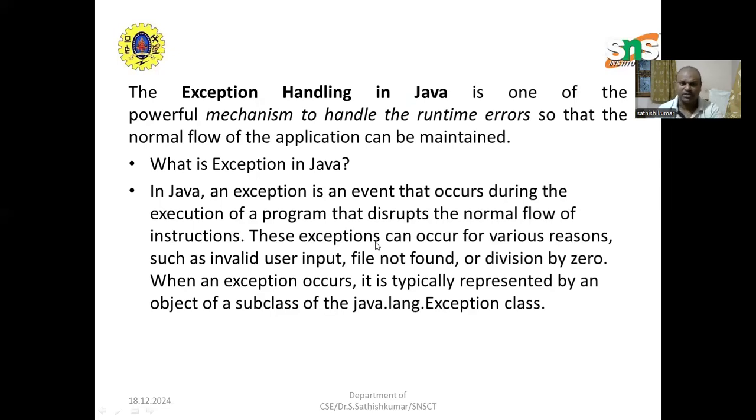So what is an exception in Java? It is an event that occurs during the execution of the program that disturbs the normal flow of instructions. These exceptions can occur for various reasons, such as invalid user input, file not found, or division by zero. When an exception occurs, it is typically represented by an object of a subclass of the java.lang.Exception class.